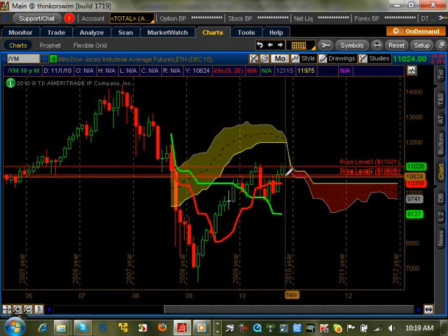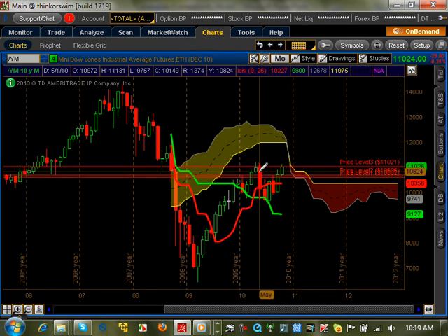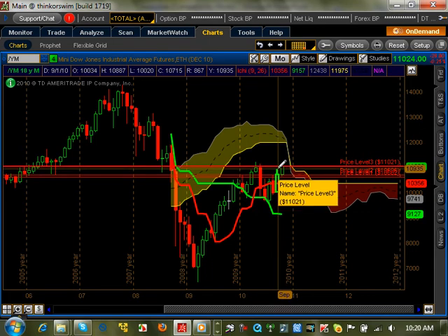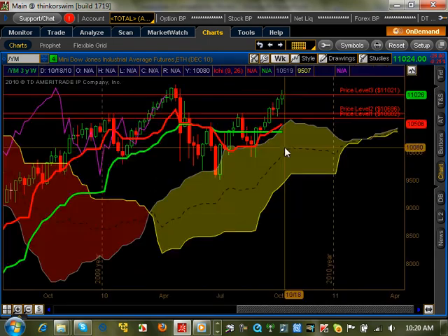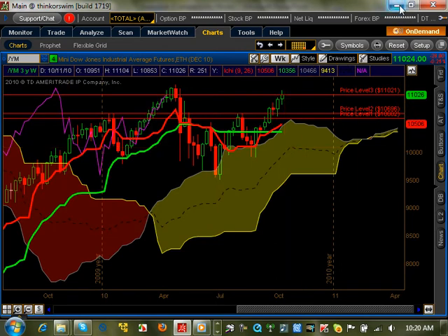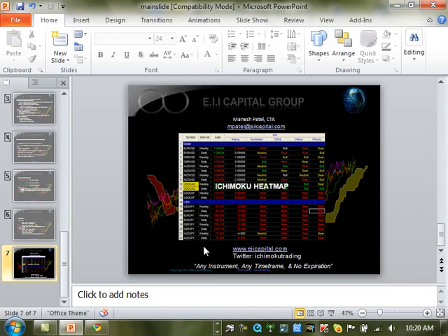But if we do pull down, this is basically a double top on the monthly time frame for all the market indexes for the U.S. market.